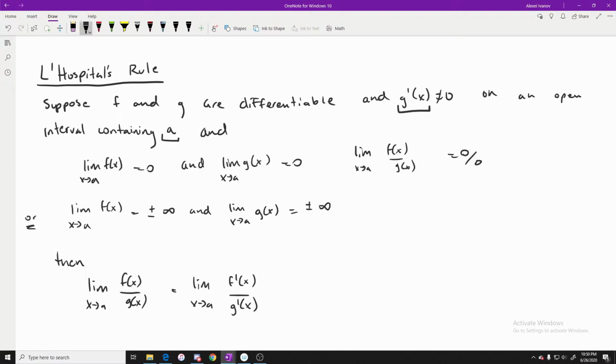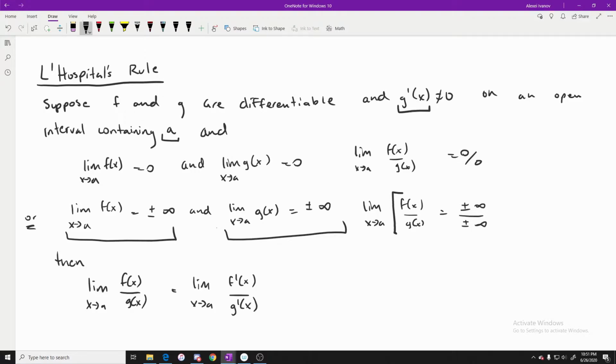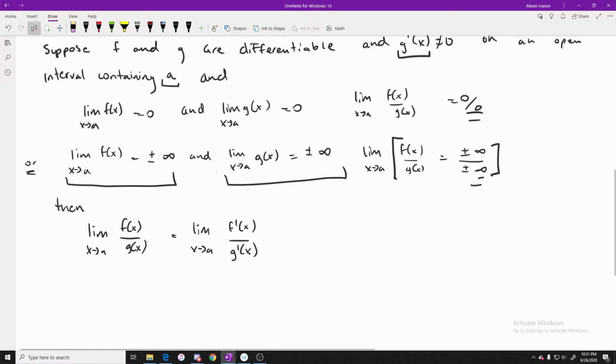Or we can have that the limit as x approaches a of f of x and of g of x is equal to plus or minus infinity over plus or minus infinity. That's all this condition is saying right here, right? We assume that the separate limits are equal to plus or minus infinity, and then if we take the division of the two functions, we get an indeterminate form. But L'Hospital's says that if we have these indeterminate forms, we can evaluate that limit slightly differently.